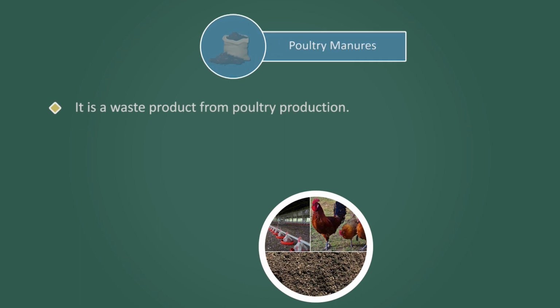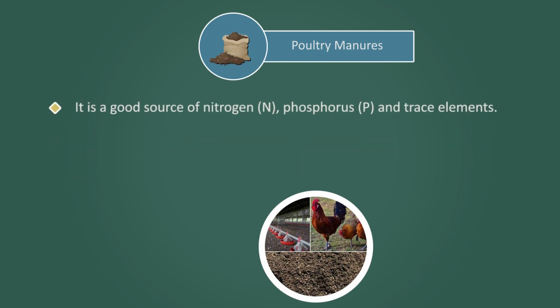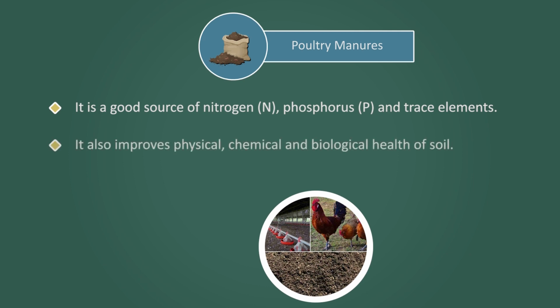Fourth is poultry manure. It is a waste product from poultry production. It includes waste poultry feed, solid and liquid poultry droppings, litter, eggshell, feathers, and the waste from poultry sheds. It is a good source of nitrogen, phosphorus, and trace elements. It also improves the physical, chemical, and the biological health of the soil.